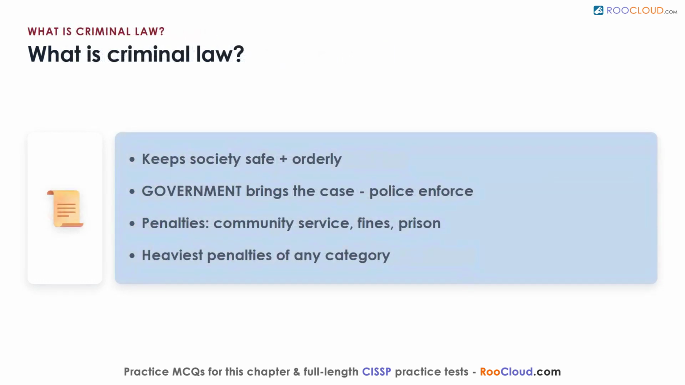What is criminal law? It is the body of rules that keeps society safe and orderly. Criminal law forbids serious acts against people and property, and the police enforce it. When these laws are broken, the government itself brings the case against the accused. Penalties are the heaviest of any category. They range from community service and fines all the way to prison. Think of it as the referee who can eject a player and ban them from the league. The state, not the injured person, throws the flag.